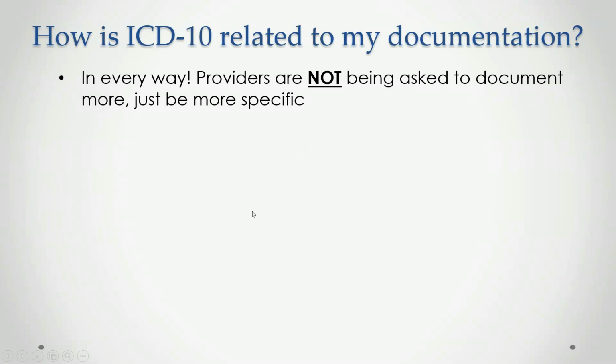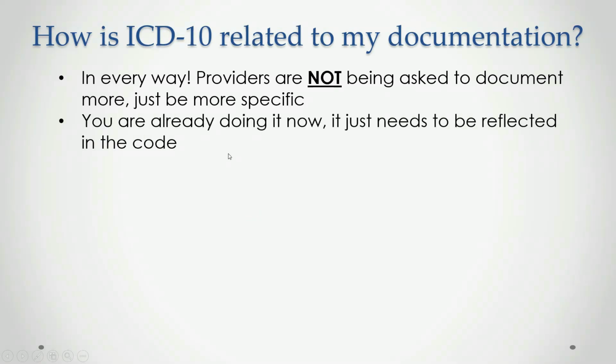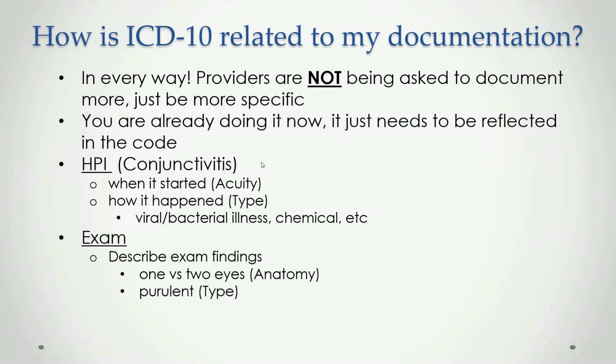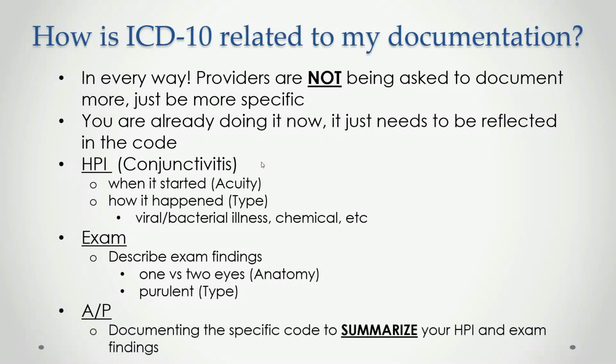We're just trying to be more specific. We are already doing this in our notes. It just needs to be reflected in the code. For example, going back to conjunctivitis, in your HPI you mentioned when it started. That's the acuity, how it happened, the type. On exam, you're able to talk about one versus two eyes, the anatomy, or if there's purulent material, once again, the type. So now in your assessment and plan, you are documenting the specific code that will summarize your HPI and exam findings to be able to tell payer sources what is going on with this patient in great detail.